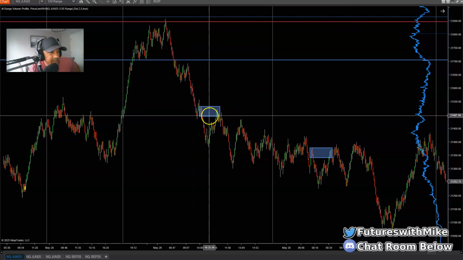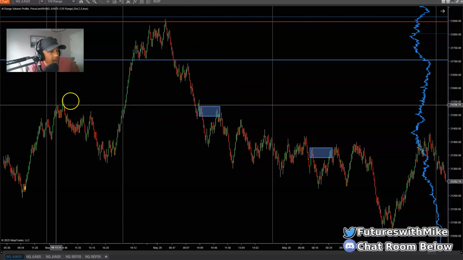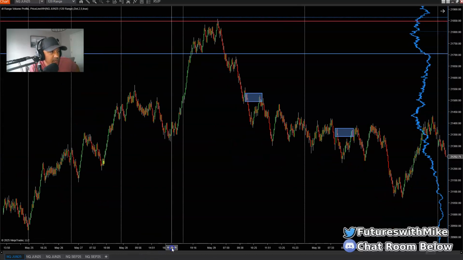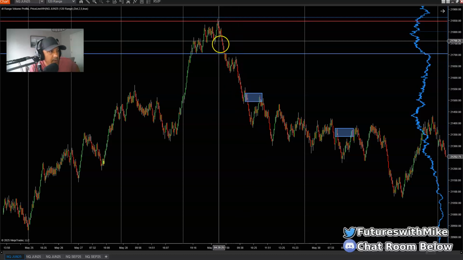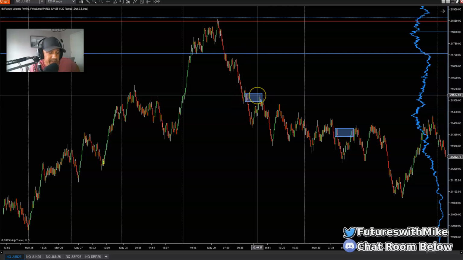Now, if we look at this setup right here, this is a beautiful supply setup. I'm going to show you. I always start with the higher time frame. I'm looking at what took place prior to. I'm seeing the market is bullish, and then we start to break structure lower. We're making lower lows and lower highs, pulling back to this area of high probability supply area.